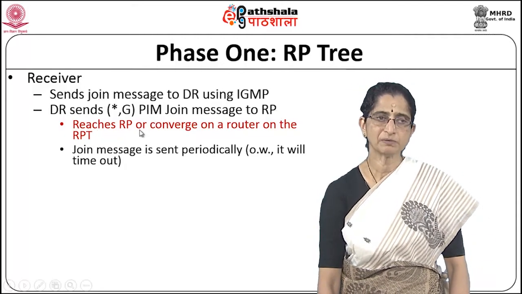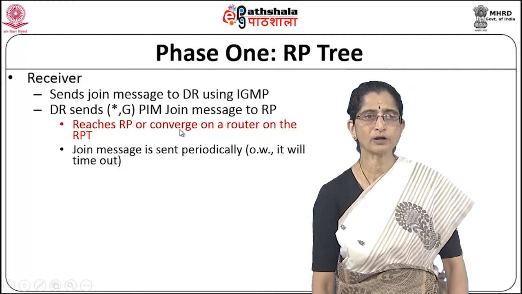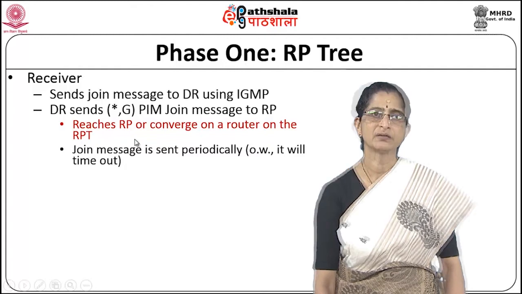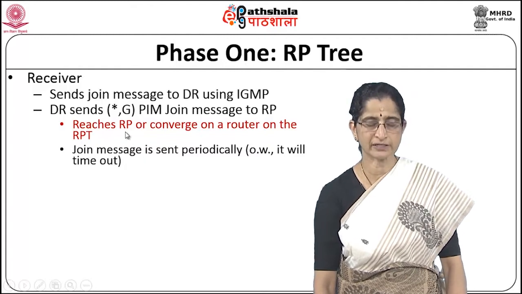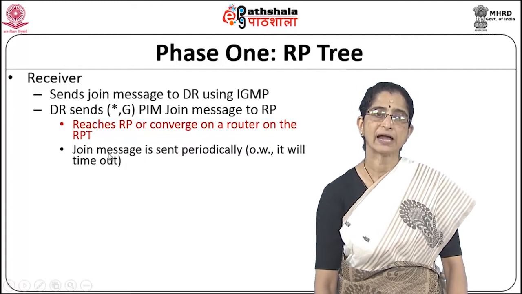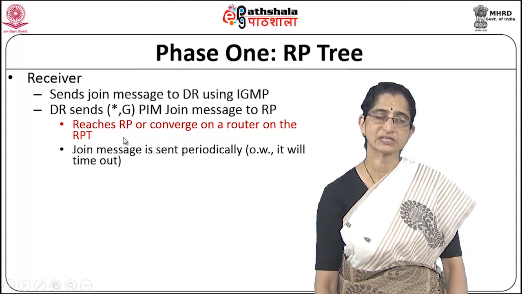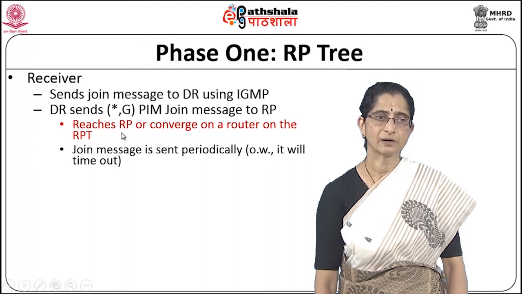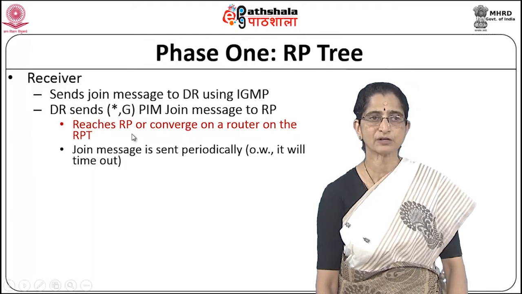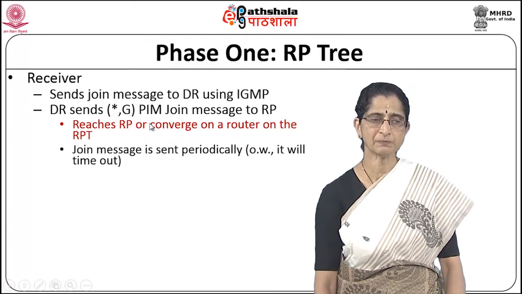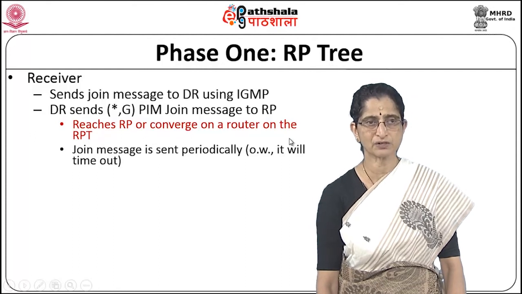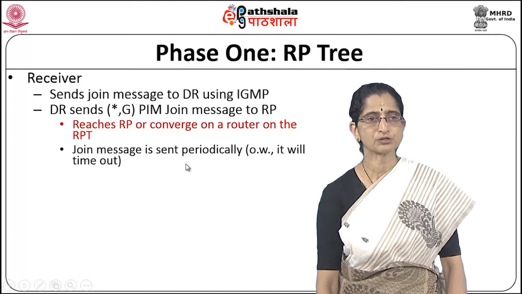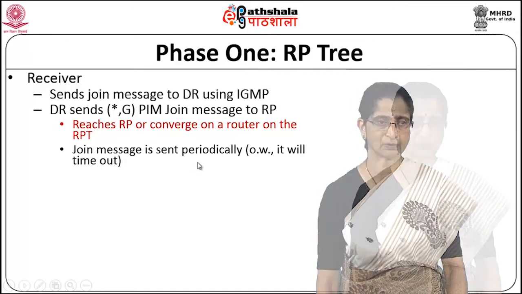Now this PIM join message will either reach the RP or it will converge on a router on the RP tree. That is, if some other DR router has already sent a message, and this message also goes to the same router on that path, then this message need not really go all the way up to the RP, but it will stop at that particular router. So it converges on an intermediate router. And this join message is also sent out periodically, otherwise it will time out.